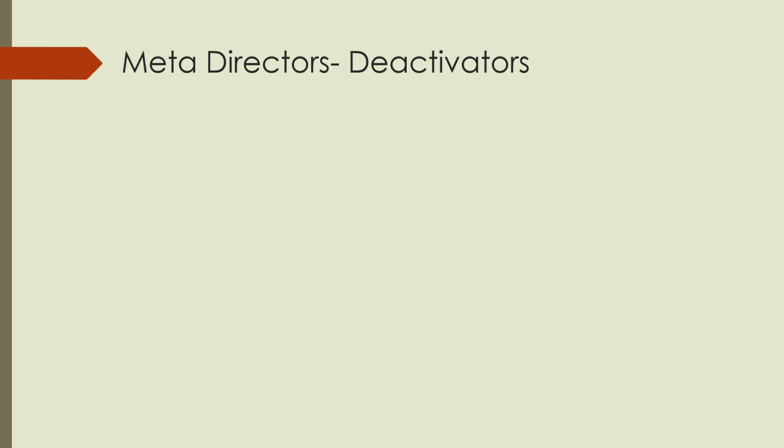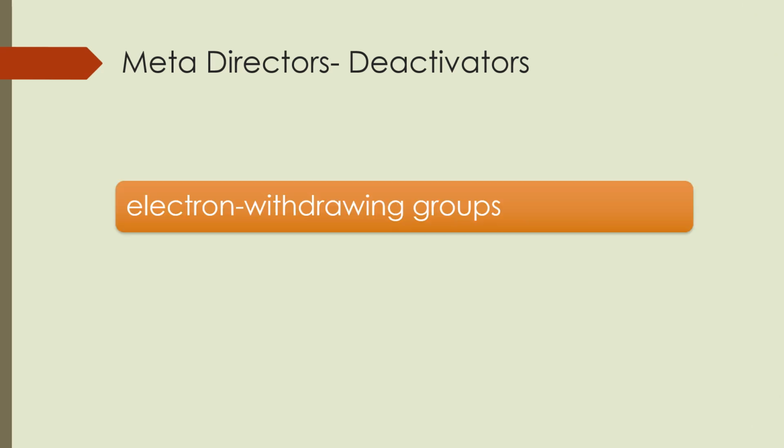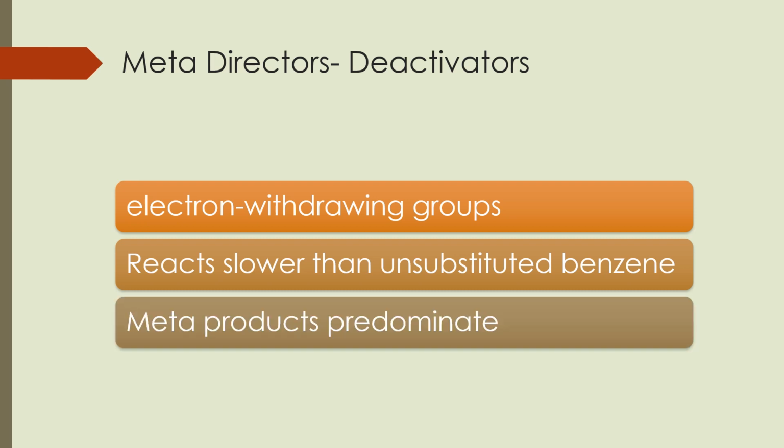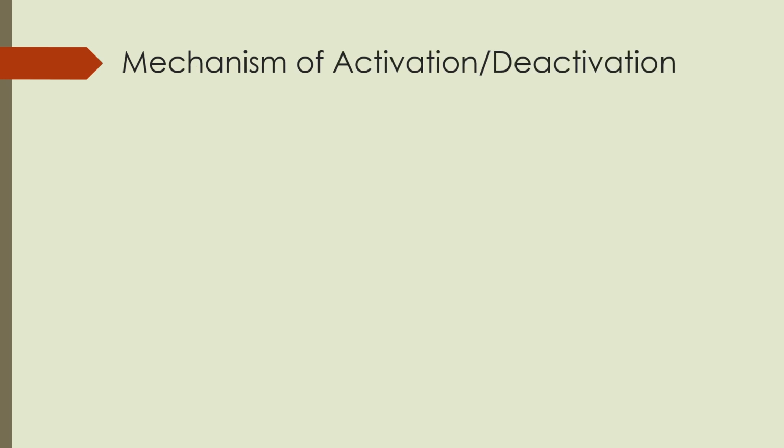Meta directors are always deactivators. The electron withdrawing group makes the reaction slower since the electrophile isn't as drawn to it. These molecules will react slower than unsubstituted benzene in all reactions. All of these substituents will have a partial positive or fully positive charge on the bound atom. Meta products will predominate.